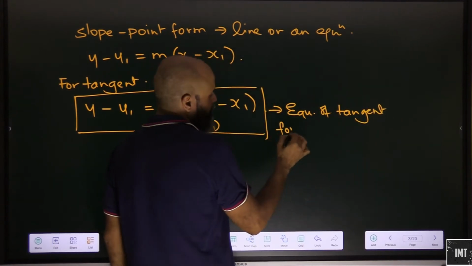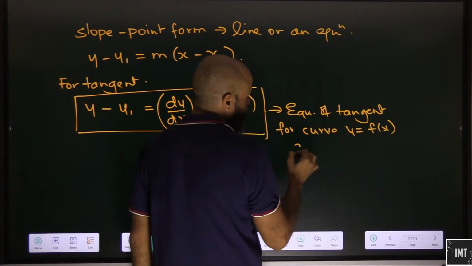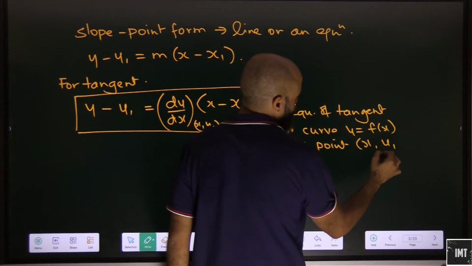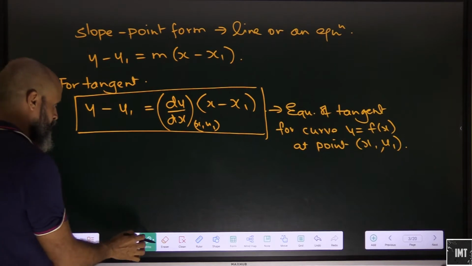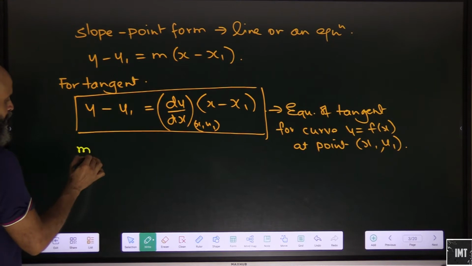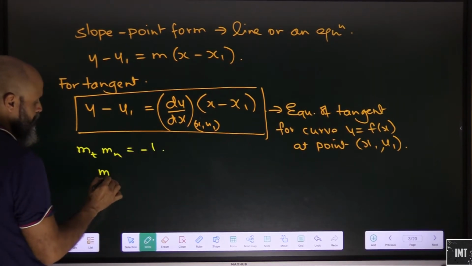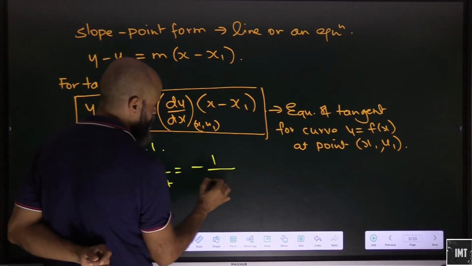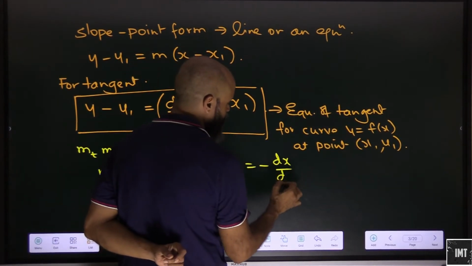For a curve which is represented by y is equal to fx at point x1 y1, now we are talking about the normal. So we know that normal is basically something that makes a perpendicular. So m of tangent into m of normal will be equal to minus 1. So m of normal will be equal to minus 1 upon m of tangent, that is minus 1 upon dy by dx, that will be minus dx by dy.